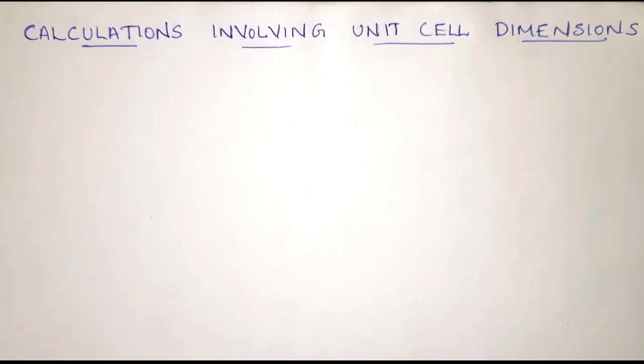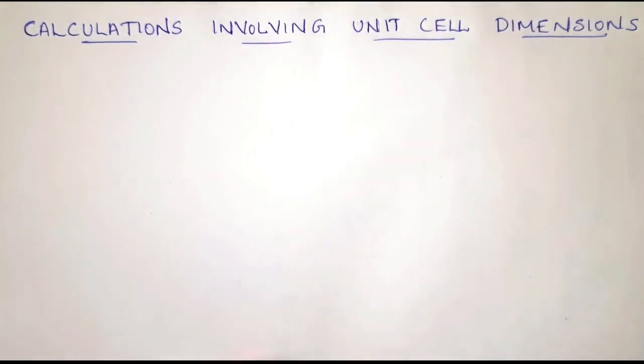It is a formula which connects all these parameters, that is density, number of atoms in a unit cell, molar mass, and edge length of a unit cell. So we'll derive that formula.